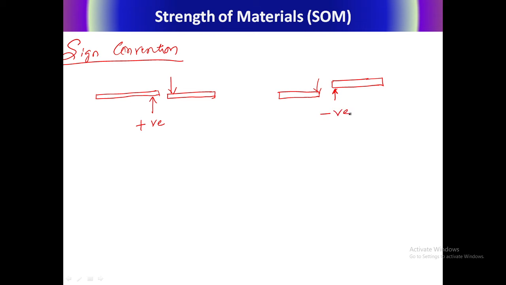So I have already shown one case. If the force on the left portion tries to push in the upward direction, then on the other side it tries to push in the downward direction. This type of shear force is called a positive shear force. Next, if the force on the left hand side tries to push downward, and the force on the right hand side tries to push upward, then this is called a negative shear force.